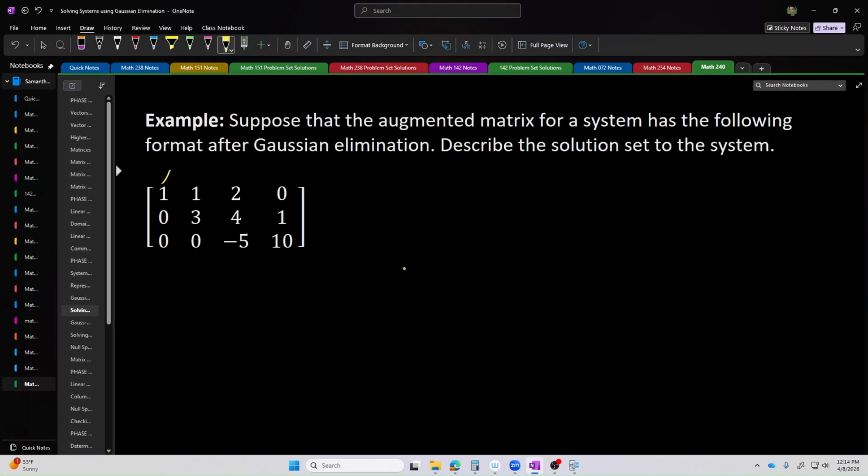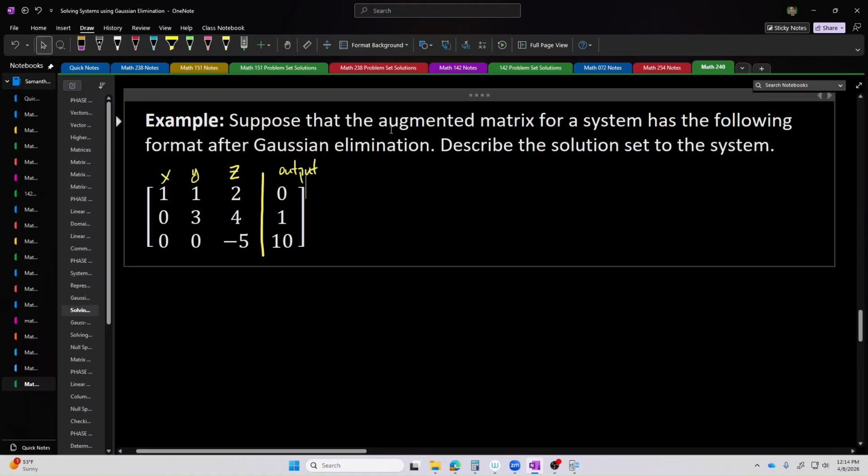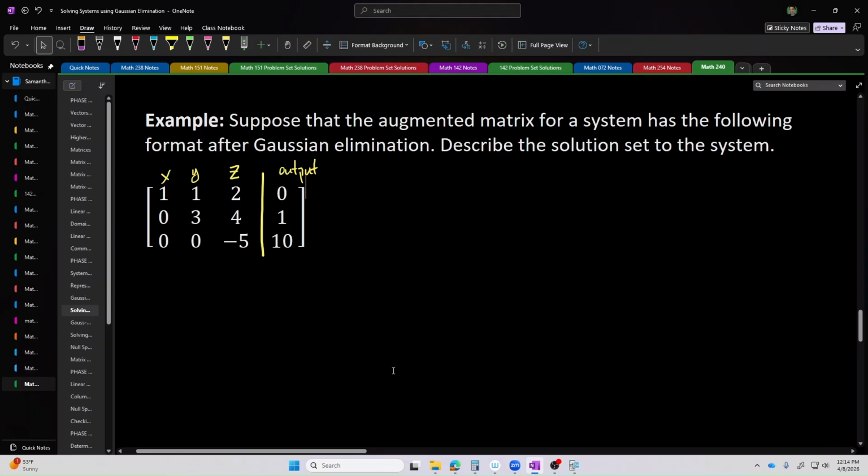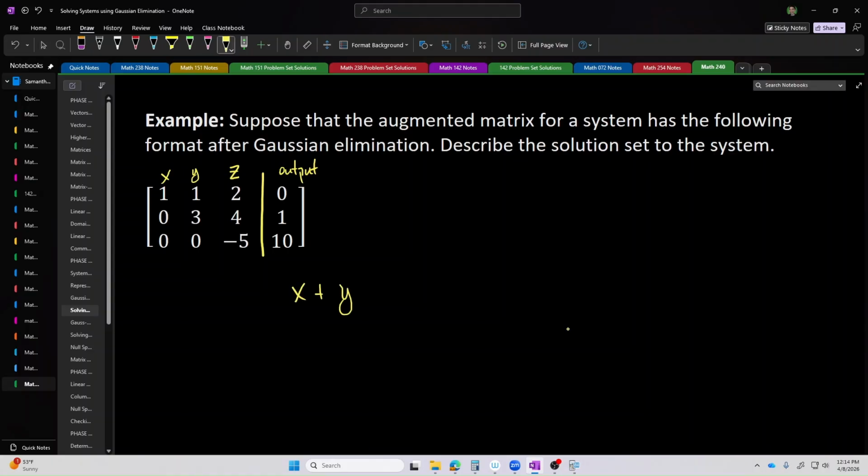We have the first columns, which are representing the coefficients of x, y, and z. And then this last column we understand to be the outputs of the system, this extra column that has been attached to create the augmented matrix. This final column here is the outputs column. So based on that, let's go ahead and write down the three equations that correspond to this particular reduced augmented matrix.